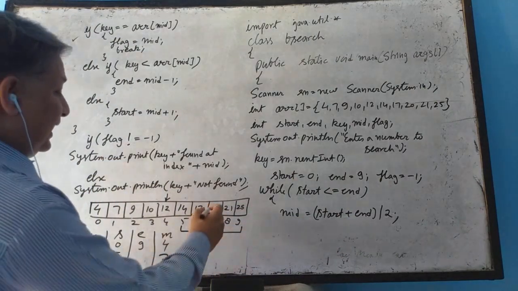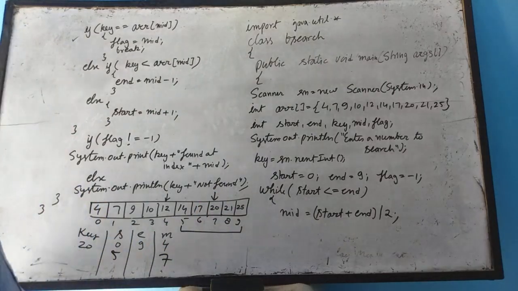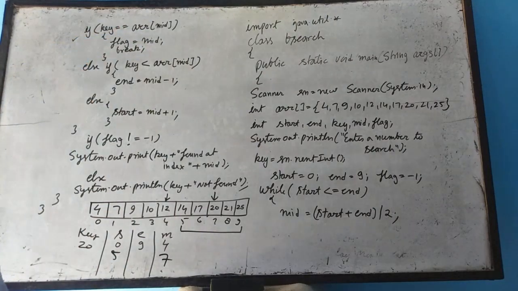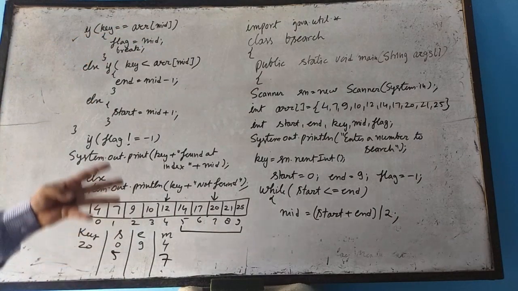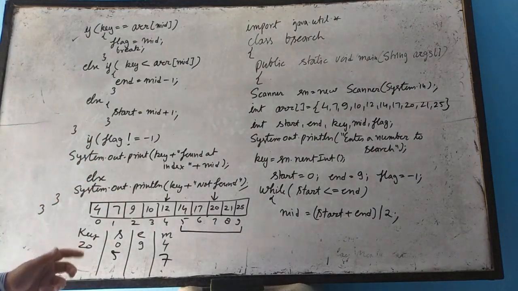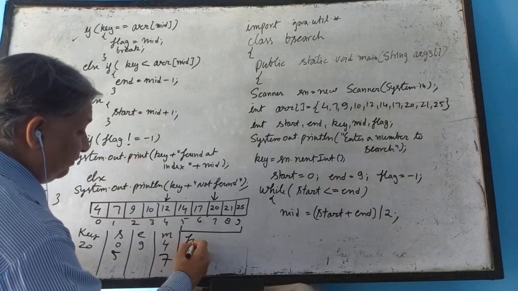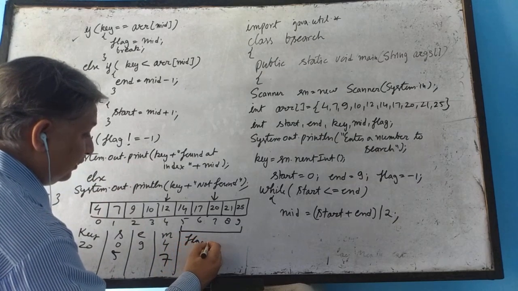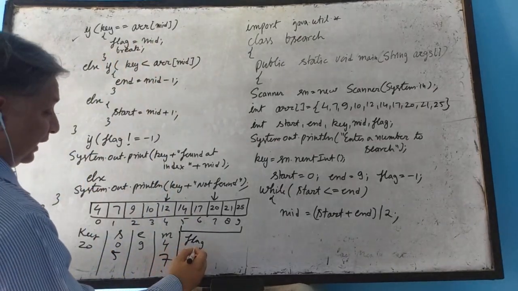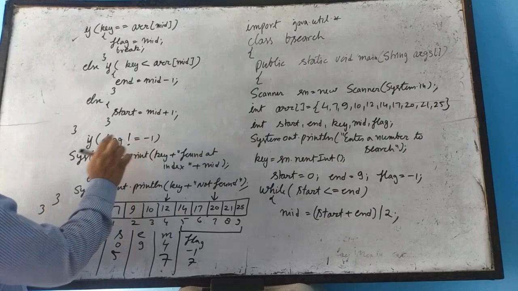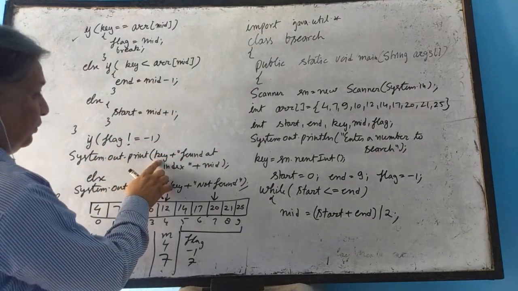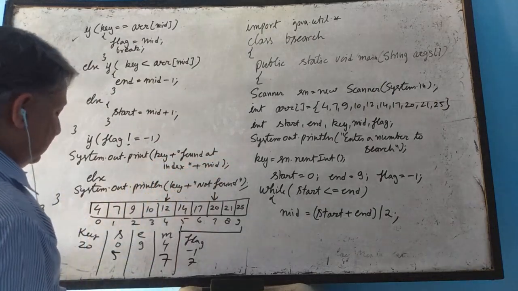The new middle is at index number 7, and this time 20 is there. So 20 and 20, that is true, flag equal to mid, and break. Break will terminate the while loop. After coming out of the while, flag is changed. Flag was -1, and as soon as this condition was satisfied, flag became 7. And this condition is true now. 7 is not equal to -1 is true. We display 20 found at index 7.